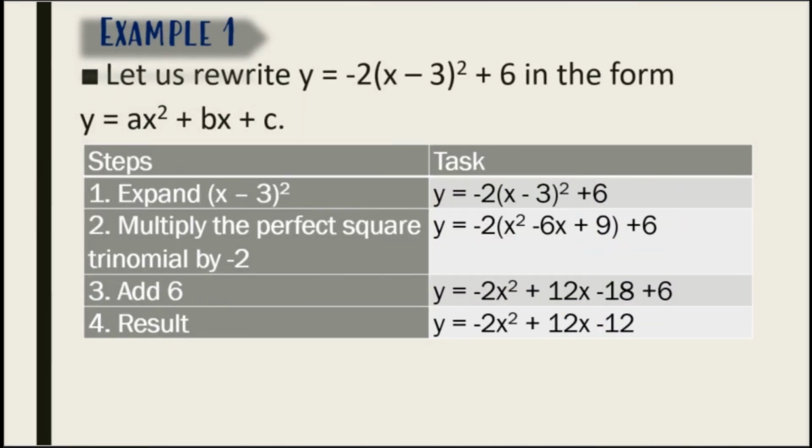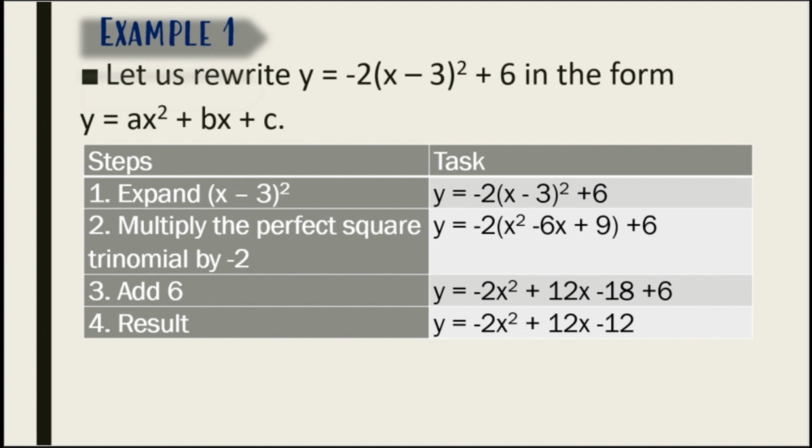Let us rewrite y is equal to negative 2 quantity x minus 3 quantity squared plus 6 in the form y is equal to ax squared plus bx plus c. Again, let us rewrite y is equal to negative 2 quantity x minus 3 quantity squared plus 6 in the form y is equal to ax squared plus bx plus c.